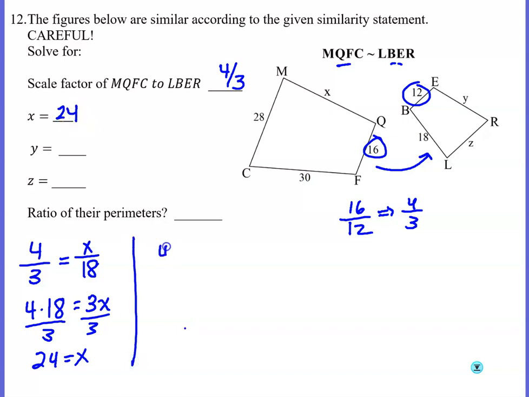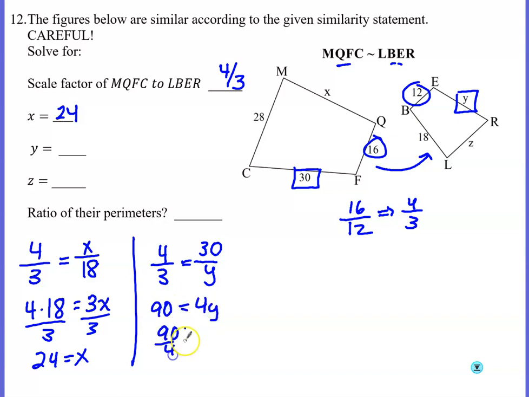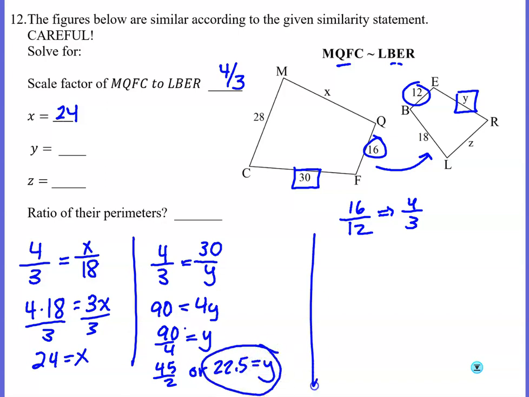Start with our same scale factor. Let's say we want to solve for Y. We need to know who Y matches up with. Y is ER, and ER should match up with FC, and FC is 30. So those two should match. But remember, I have to put this one on top, so 30 over Y. Then 3 times 30 is 90 equals 4Y. You can divide both sides by 4. This ends up being 45 over 2, or you could say 22.5. That's pretty nice, not too terrible of a decimal.